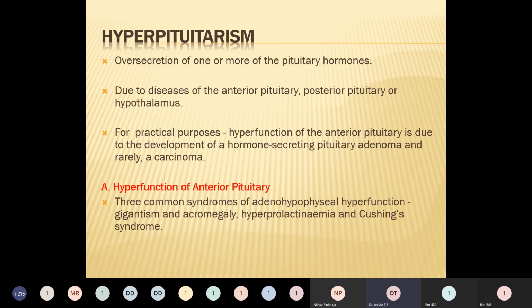So for all practical purposes, whenever we see hyperpituitarism, we think it's because of some tumor of the pituitary called a pituitary adenoma. Very rarely, it can also be a carcinoma. Hyperfunction of the anterior pituitary is generally, not always, because of a hormone-secreting pituitary adenoma. There are three important syndromes. Growth hormone excess can cause gigantism and acromegaly. Prolactin hypersecretion causes hyperprolactinemia, and adrenocorticotropic hormone excess causes Cushing syndrome.